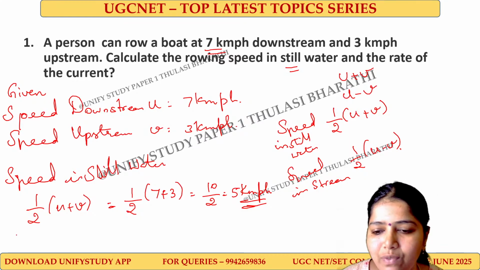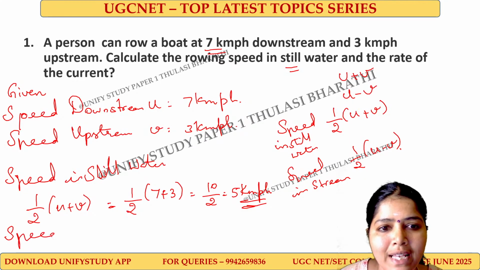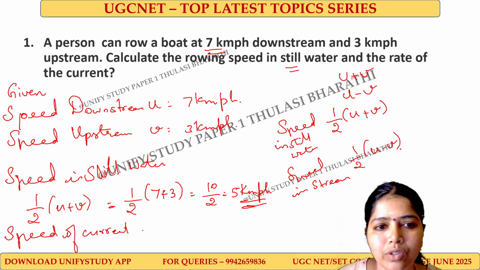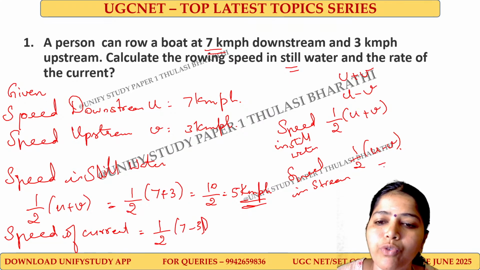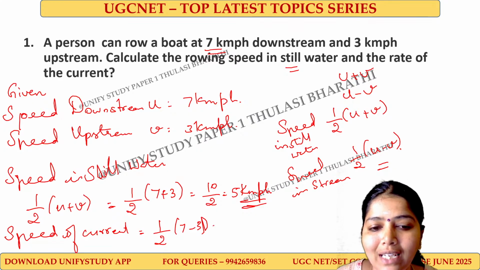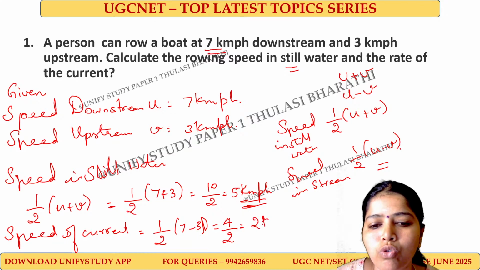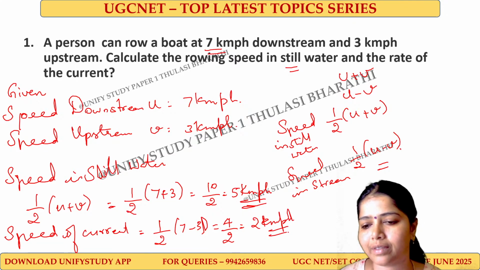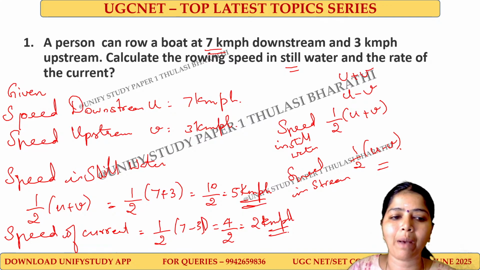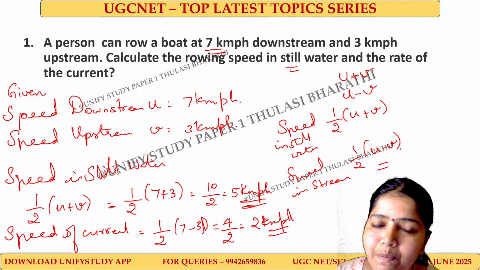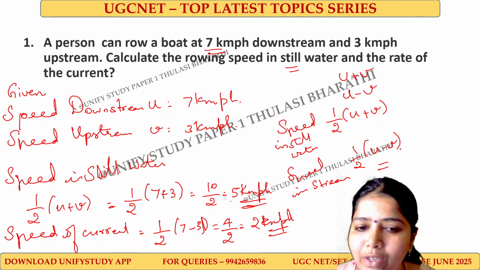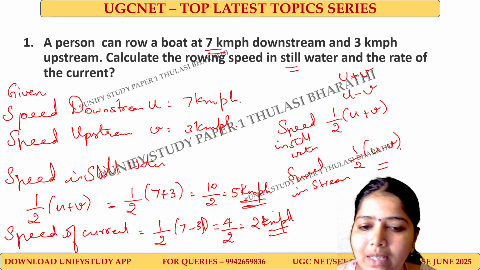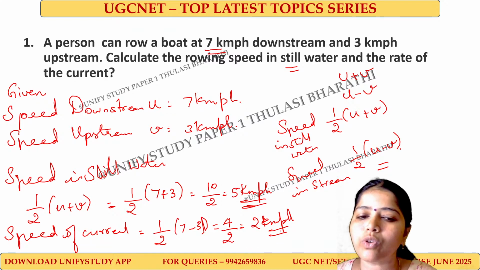Next, what have they asked? Very good Kalaivani. Next, they have asked for the speed of the current, that is the stream. So that is equal to what? 1 by 2 (7 minus 3). 1 by 2 (u minus v) is the formula given. So that is 4 divided by 2, that is equal to 2 km per hour. Yes, very good Radha ma'am, Kalaivani ma'am. So here they have asked to calculate the speed in still water, that is 10 by 2, 5 km per hour, and the speed of the current is 4 by 2, 2 km per hour.